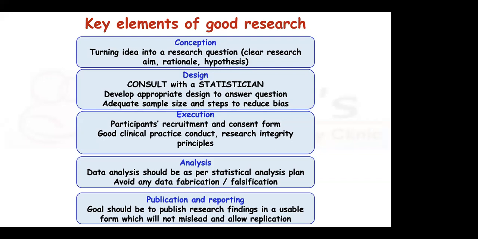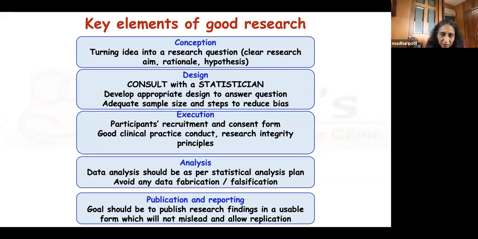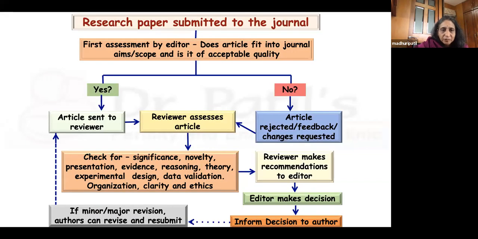Then you should avoid any data fabrication and falsification. And when you're publishing and reporting, the goal should be to publish research findings in a usable form, which will not mislead and will allow replication of the results. Then what happens once it is submitted to the journal? The first assessment is by the editor, who checks whether the article fits into the journal's aim and scope, and is of acceptable quality. If it is no, it is just rejected, or at times you can tell them to make some technical modifications and resend it again.